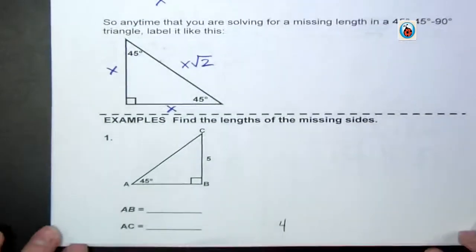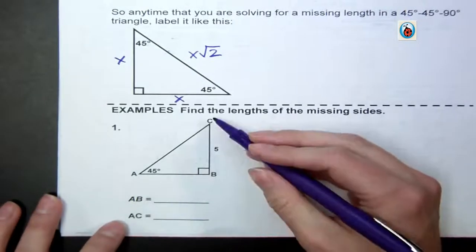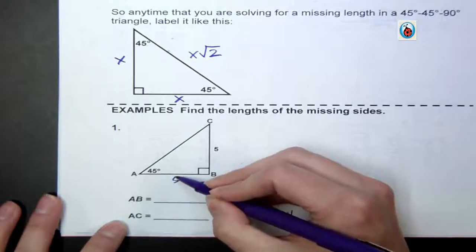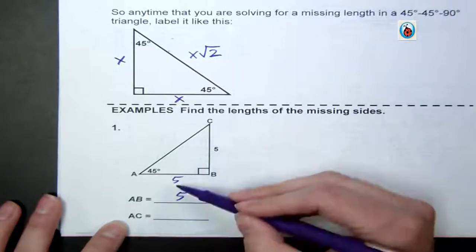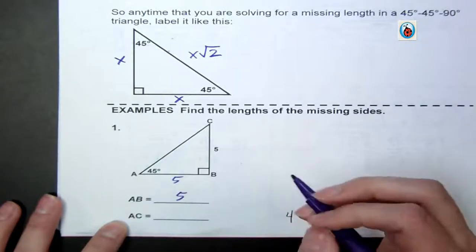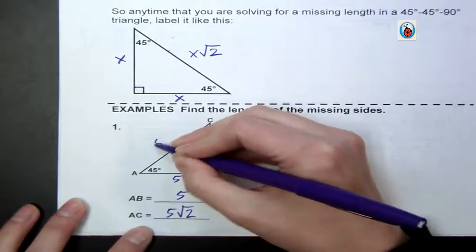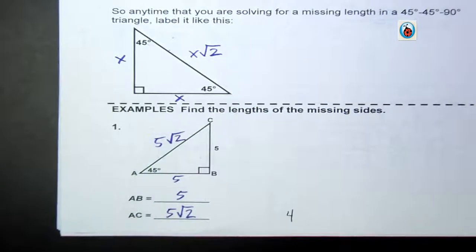So this is how it looks when we get into problems. It's simple. If BC is 5, what do you think AB is? It's just going to be 5. They're the same, they're both x. And if these are both 5, what would AC be? It would just be 5 root 2. Nice and simple. Keep the 5, add the root 2. There's no way to simplify that further.